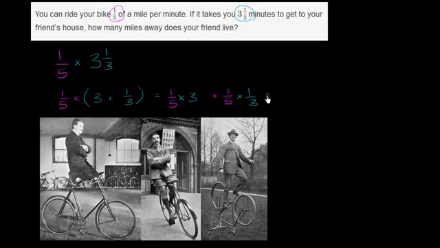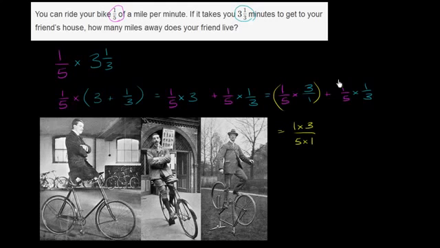We could rewrite 1/5 times 3 as 1/5 times 3 over 1. That's what 3 really is if we wrote it as a fraction. And then, of course, plus 1/5 times 1/3. Let's think about what each of these evaluate to. Here, you multiply the numerators and you multiply the denominators. So this is going to be equal to 1 times 3 over 5 times 1.